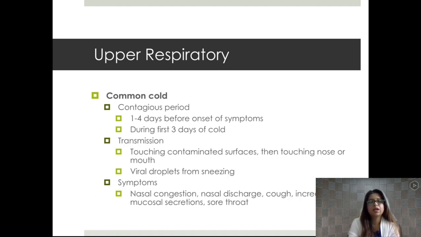So that's pharyngitis. Common cold, contagious, how long does it last? 1 to 4 days, sometimes 1 week. During the first three days of a cold, transmission could occur. How does it transmit? If, let's say, a spouse has a common cold, obviously the other spouse will get it, so it's airborne, right? Sometimes it's through sneezing and coughing. So if someone's sneezing and coughing, we say cover their face or wear a mask, so the other people won't get it, because the transmission is viral, through the air, by droplet. Symptoms could be nasal congestion, nasal discharge, coughing, increased mucosal secretions, sore throat.